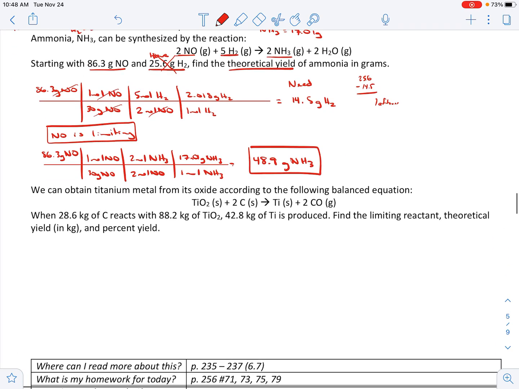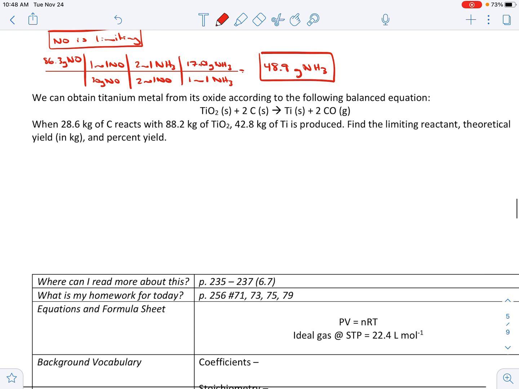Let's do one last problem and call it a day for our gram to gram. Okay, so here's our next problem. We have 28.6 kilograms of C. Reacts with 88.2 kilograms of TiO2. We form this much Ti. This is going to be our actual. All right. Find the limiting reactant, theoretical yield, and percent yield. All right. Woo, we got some work ahead of us.